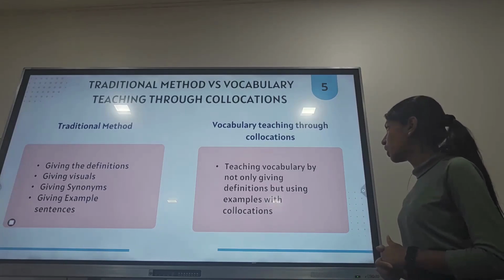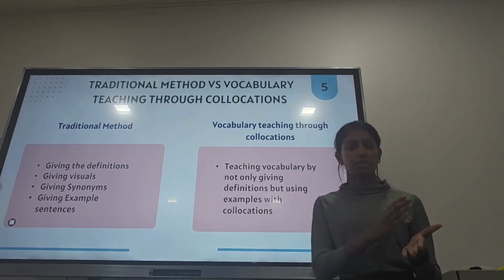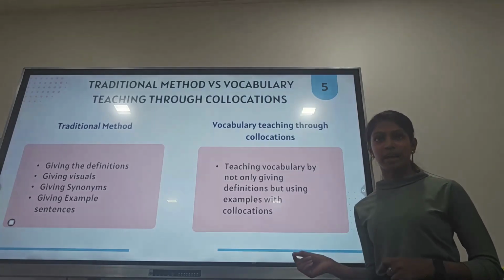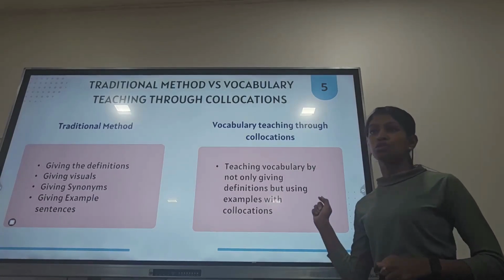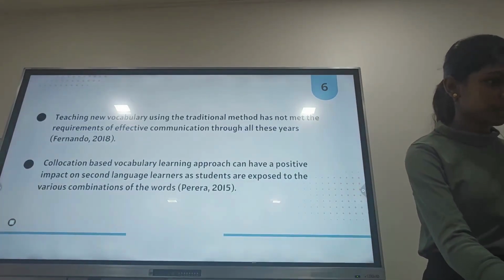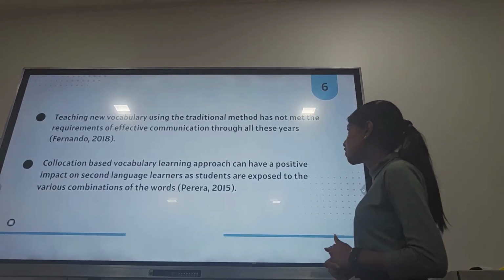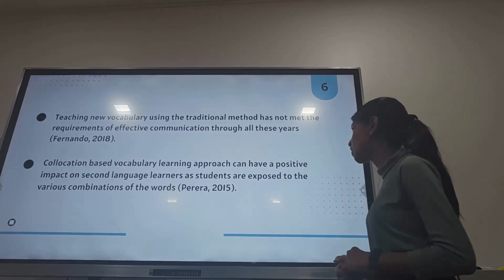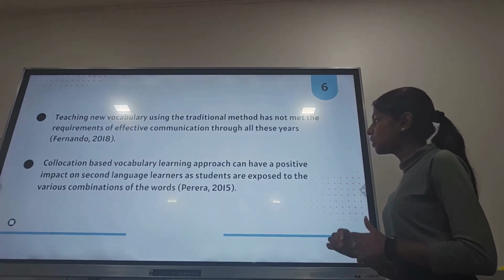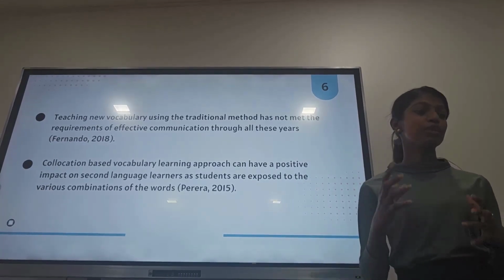And the vocabulary teaching collocations method is basically about introducing a word with the words that can collocate with it. The traditional method only focuses on one lexical item, while the teaching method through collocations focuses on different vocabulary which can collocate with each other. According to Fernando 2018, teaching new vocabulary using the traditional method has not met the requirements of effective communication through all these years. It's regarding second language learners here in Sri Lanka, and a collocation-based vocabulary learning approach can have a positive impact on second language learners as students are exposed to different word combinations.